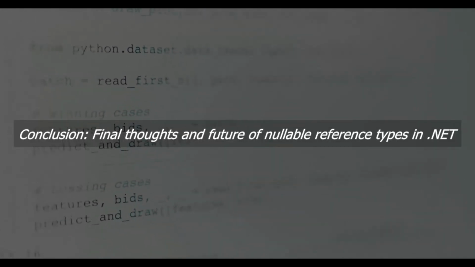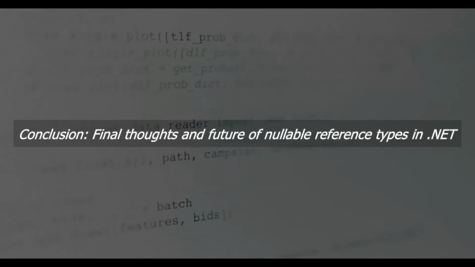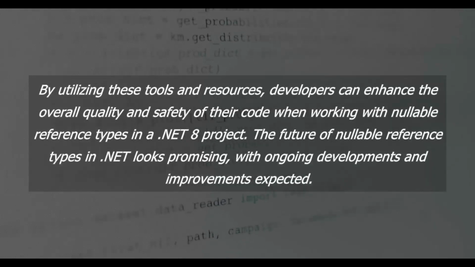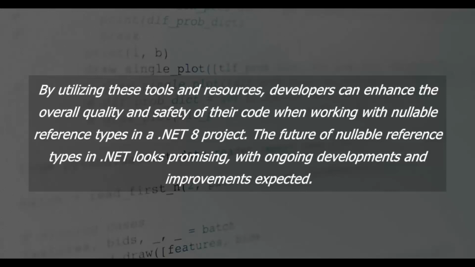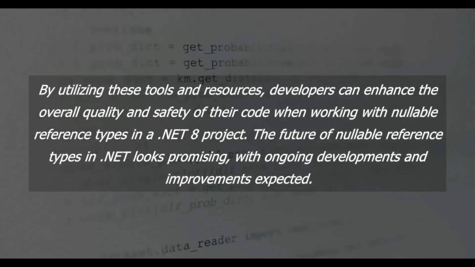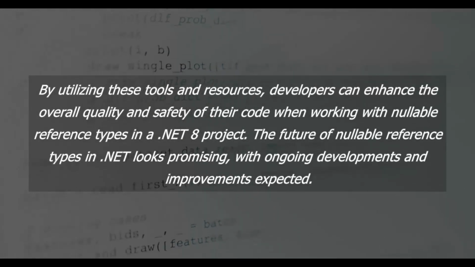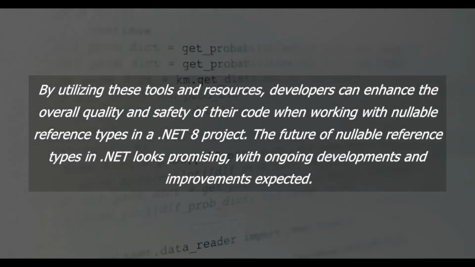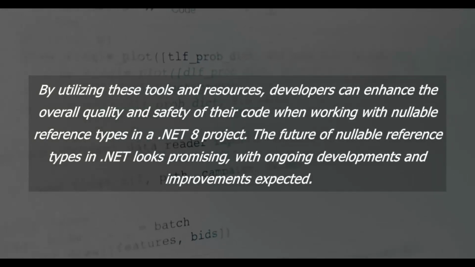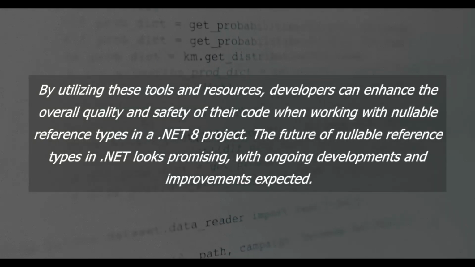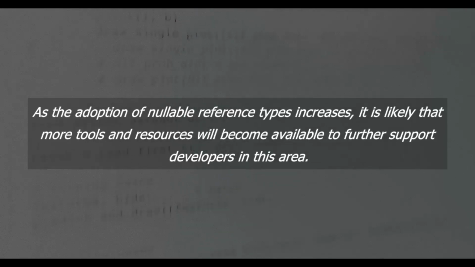Conclusion. Final thoughts and future of nullable reference types in .NET. By utilizing these tools and resources, developers can enhance the overall quality and safety of their code when working with nullable reference types in a .NET 8 project. The future of nullable reference types in .NET looks promising, with ongoing developments and improvements expected. As the adoption of nullable reference types increases, it is likely that more tools and resources will become available to further support developers in this area.